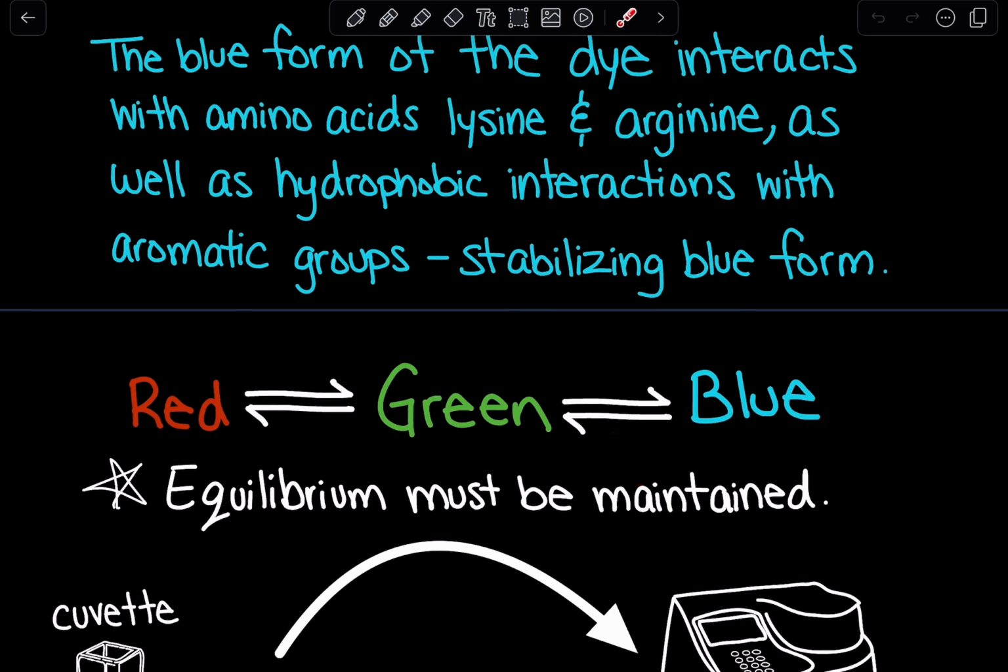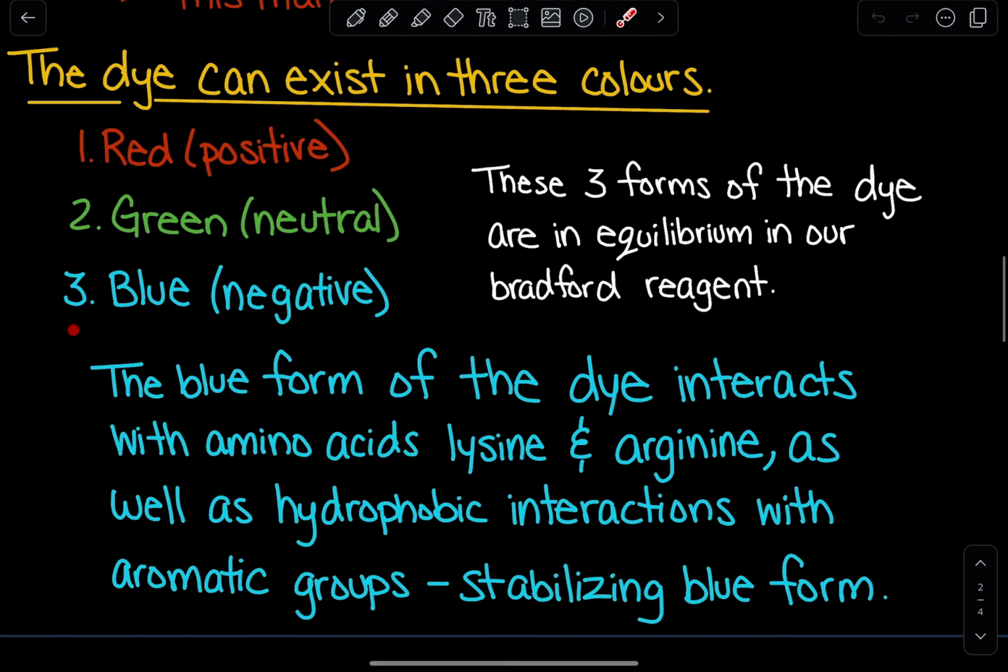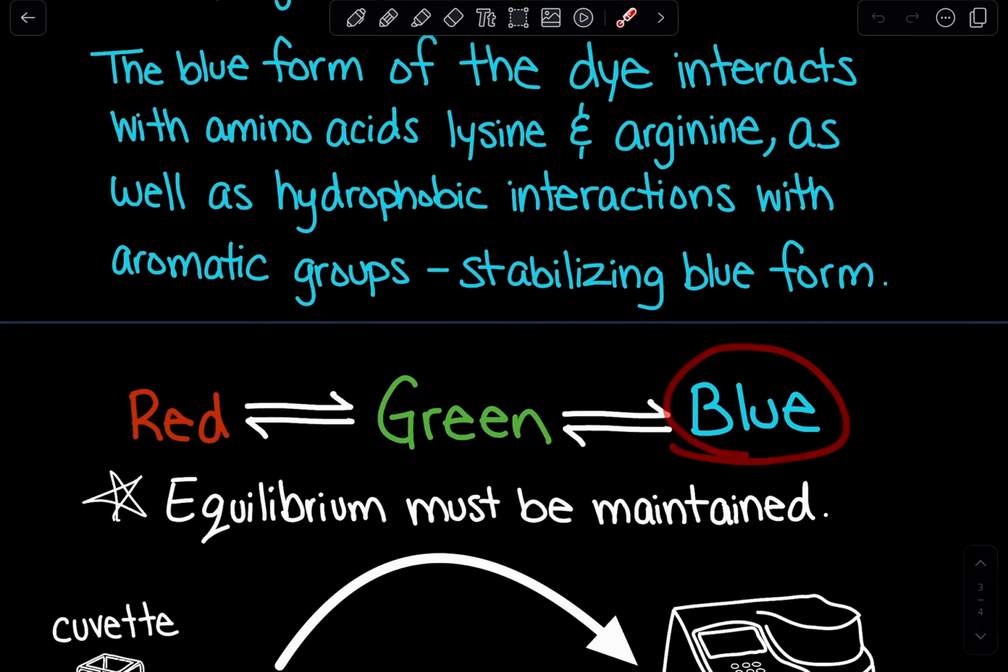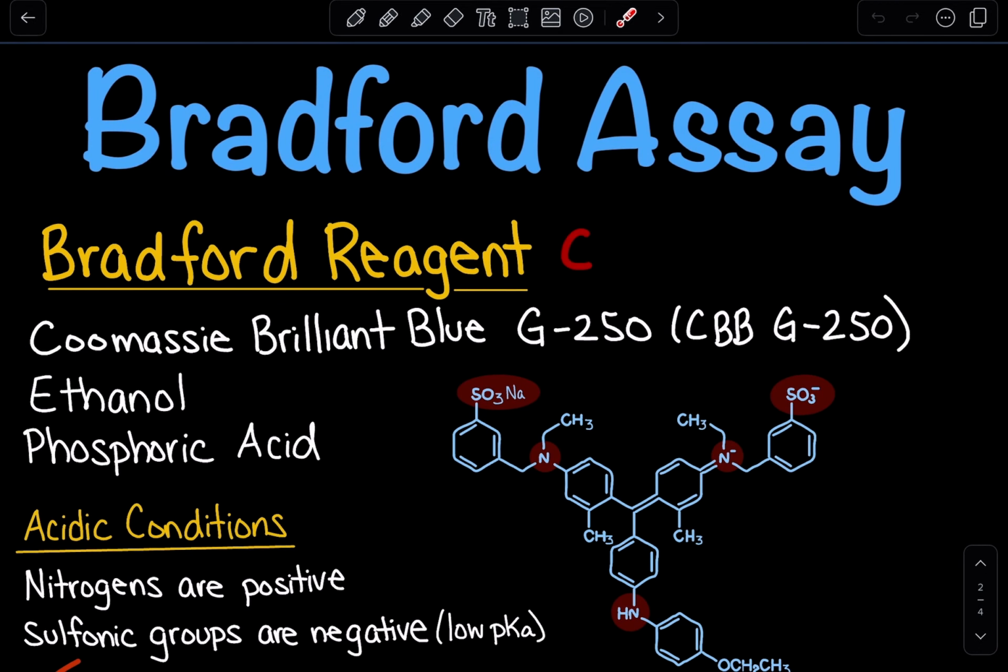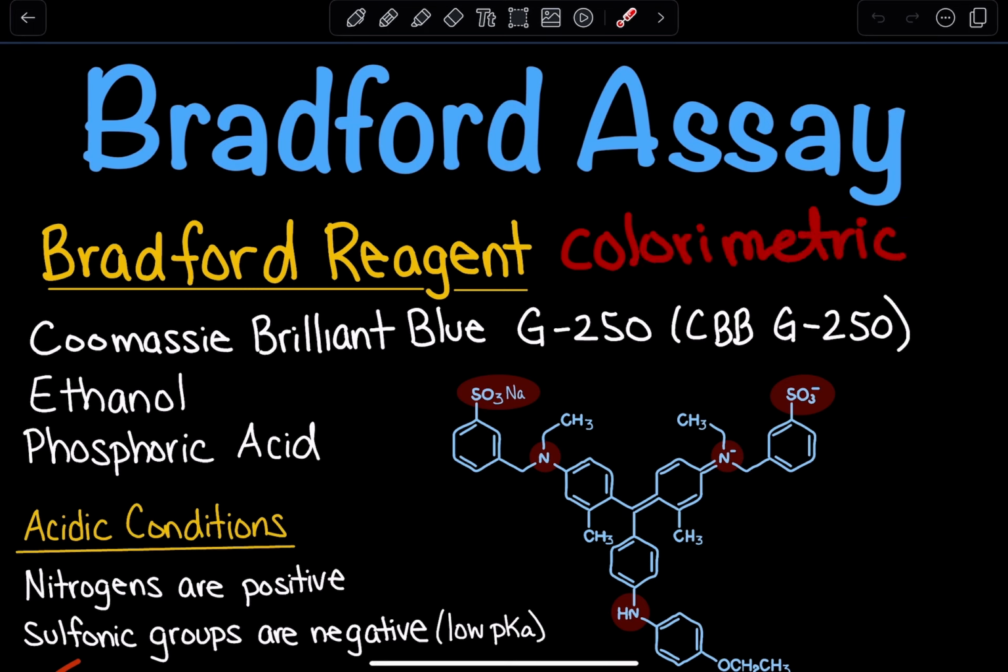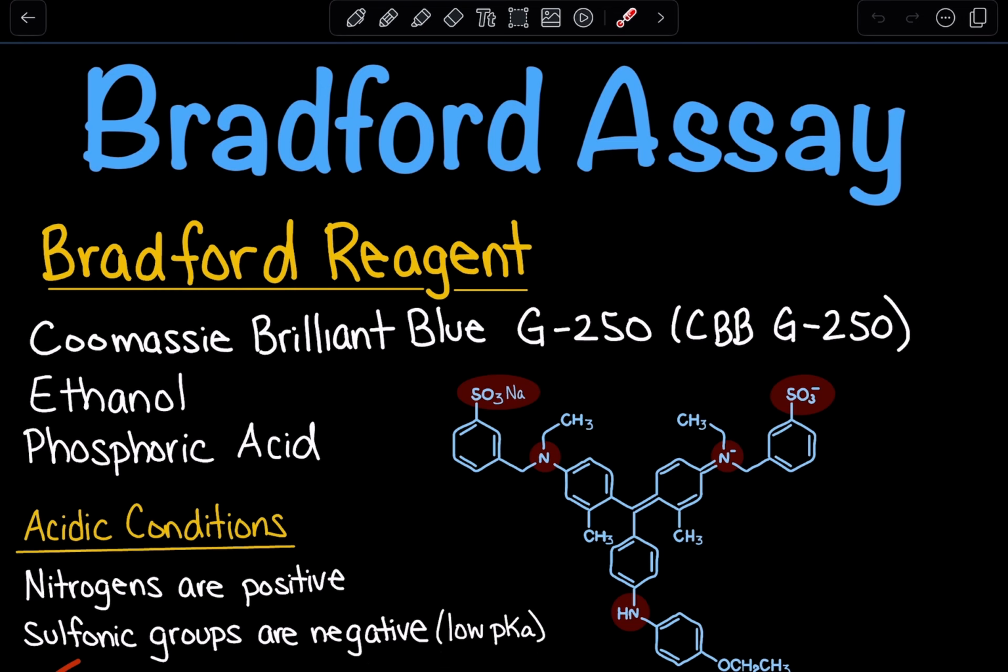So of course, we can make the understanding that the more protein we have, the more of the blue form of the dye will interact with the protein, resulting in higher absorbance and a more intense blue color. And that is essentially the Bradford assay. Once again, it is a colorimetric protein assay in which we are utilizing a dye-based molecule interaction with our protein to result in an absorbance value which we can quantify.